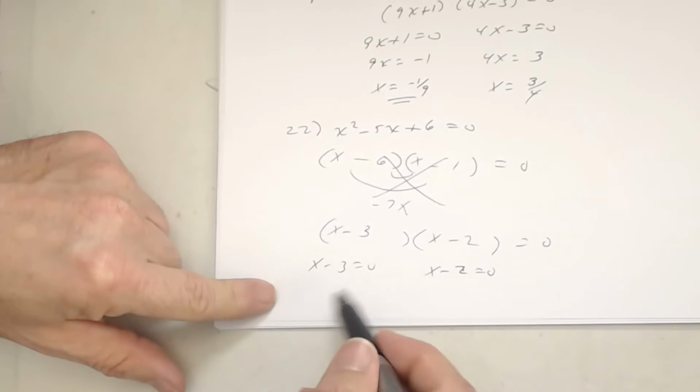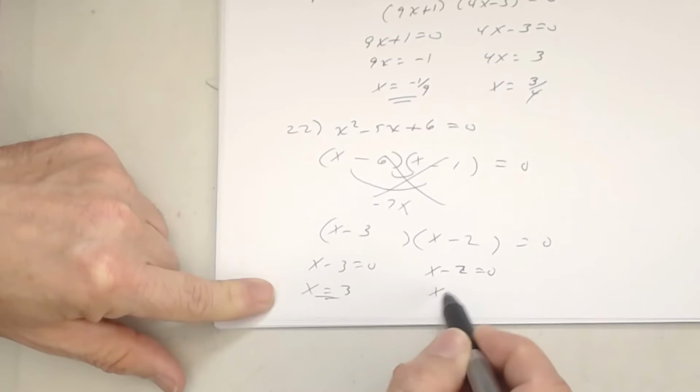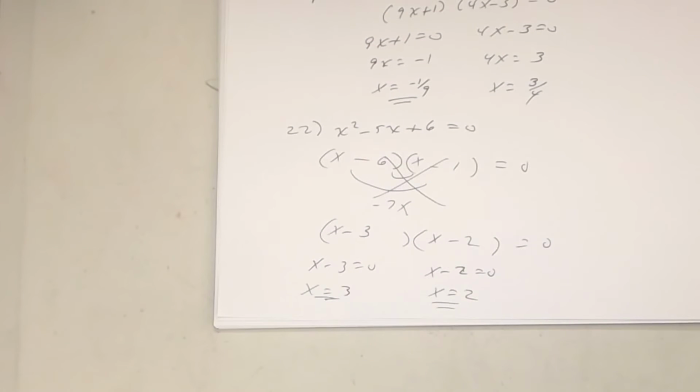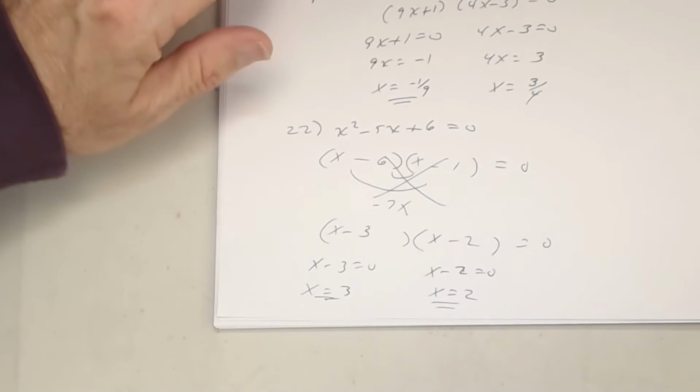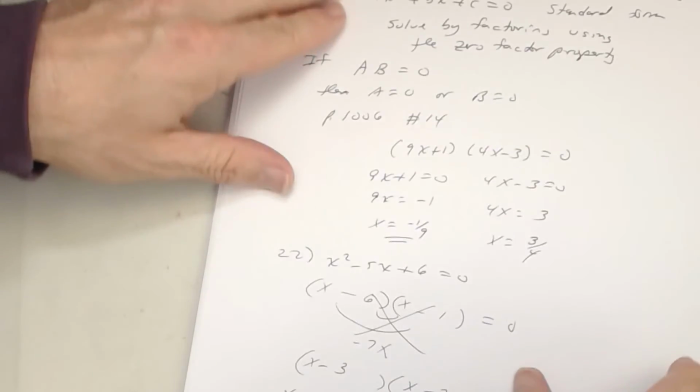And these are easy to deal with. What's x? What are your solutions? And x equal 2. Okay, that's 22. Okay, let's look at, let's do number 28.